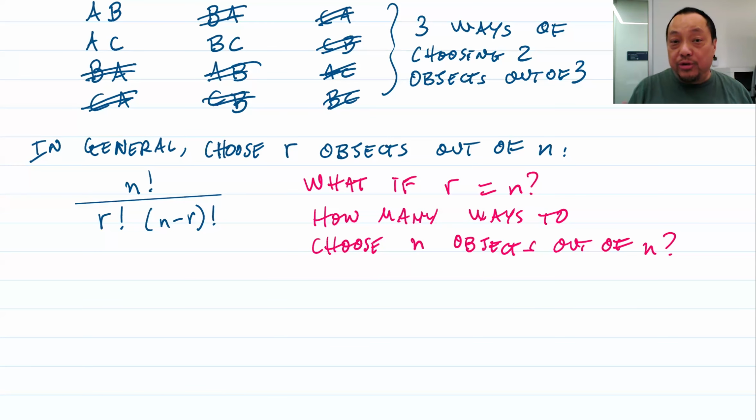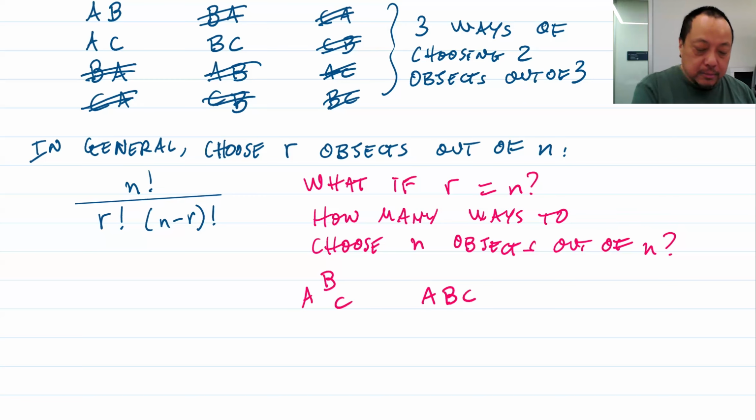How many ways to choose n objects out of n? If I'm given 3 objects, A, B, C, what are the ways to pick 3 objects out of A, B, C? Well, there's only one way, which is to pick all of A, B, and C. So the answer is one way. To choose n objects out of n objects, the only way is to choose all of them.